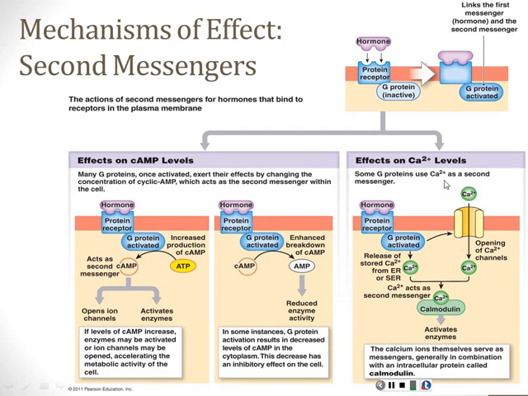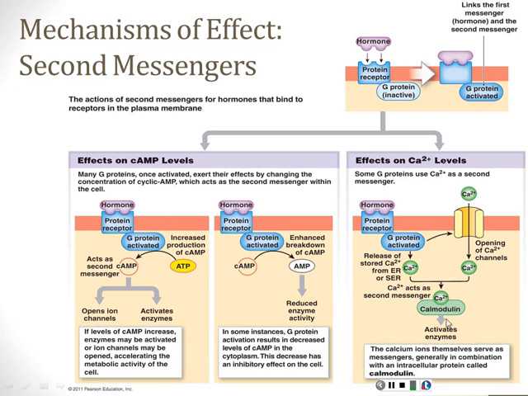Another example uses calcium as the second messenger. So here, the hormone binds, the protein receptor changes a little, the G protein is activated, and in this case, instead of affecting cyclic AMP, the G protein is going to open calcium channels. So calcium levels are going to go up, and once calcium levels go up, that can make things happen.